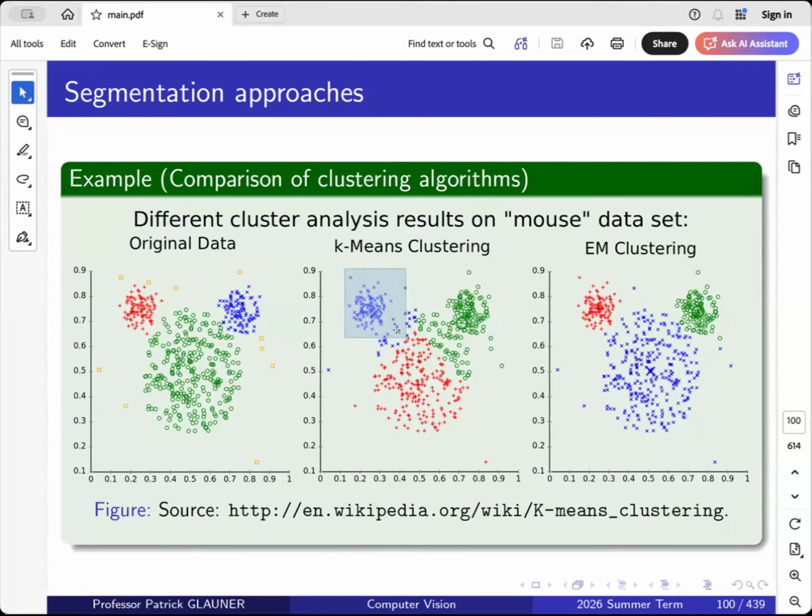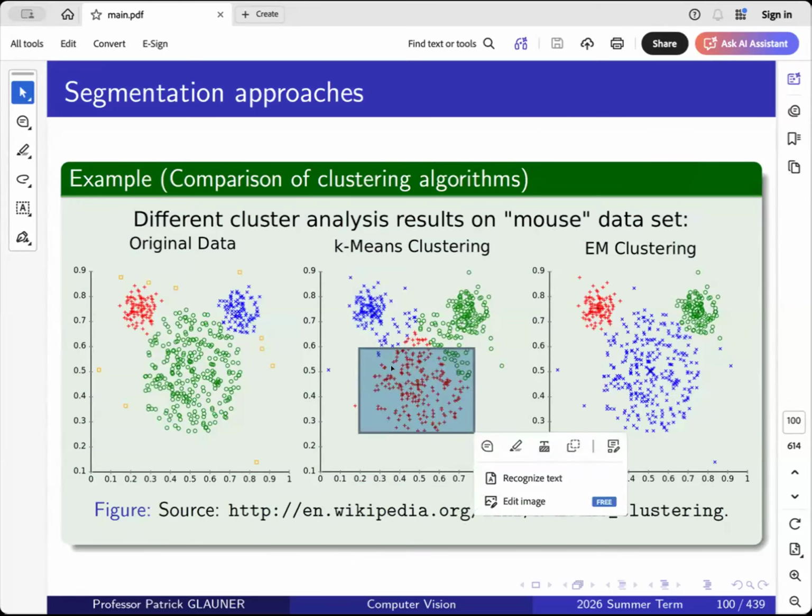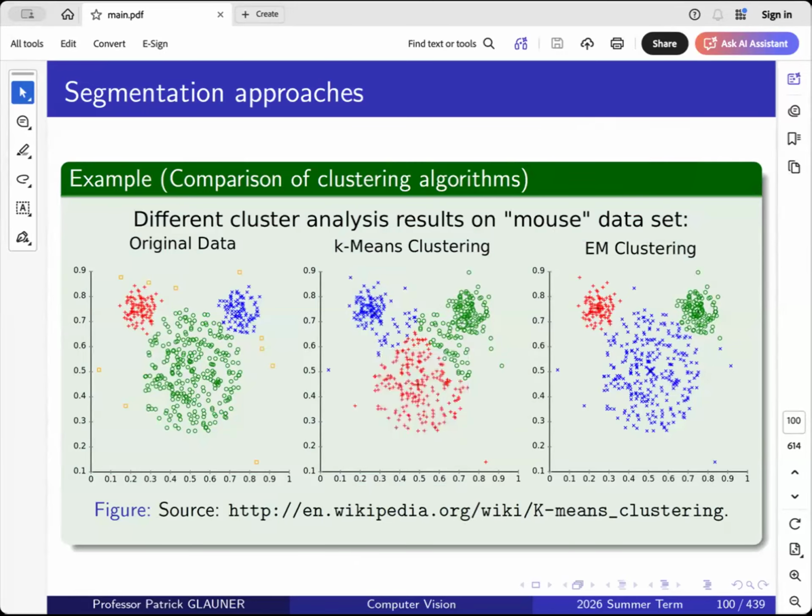This is my blue center. I have a green center here and a red center, and I have these points assigned in the color to the center.